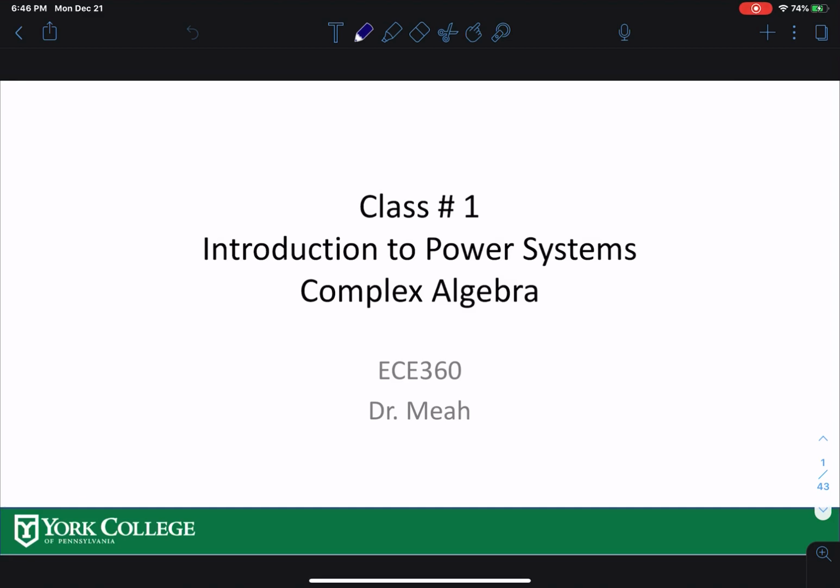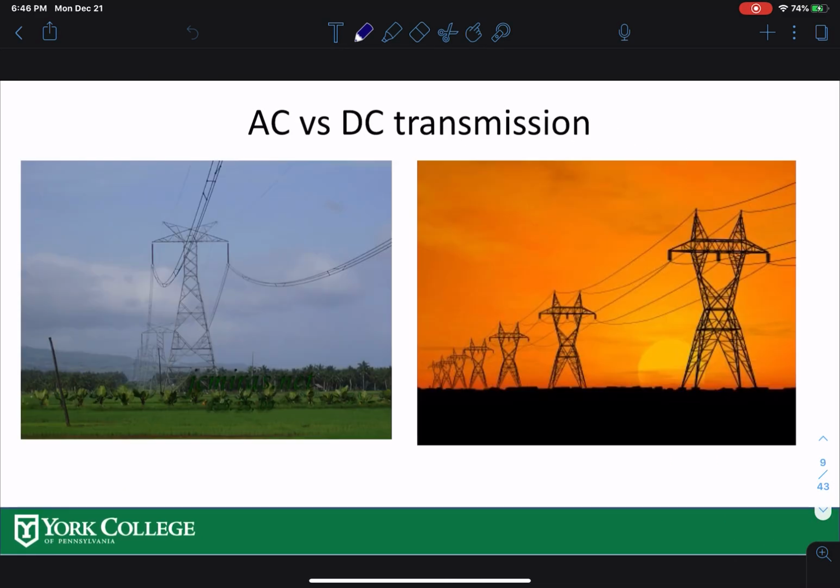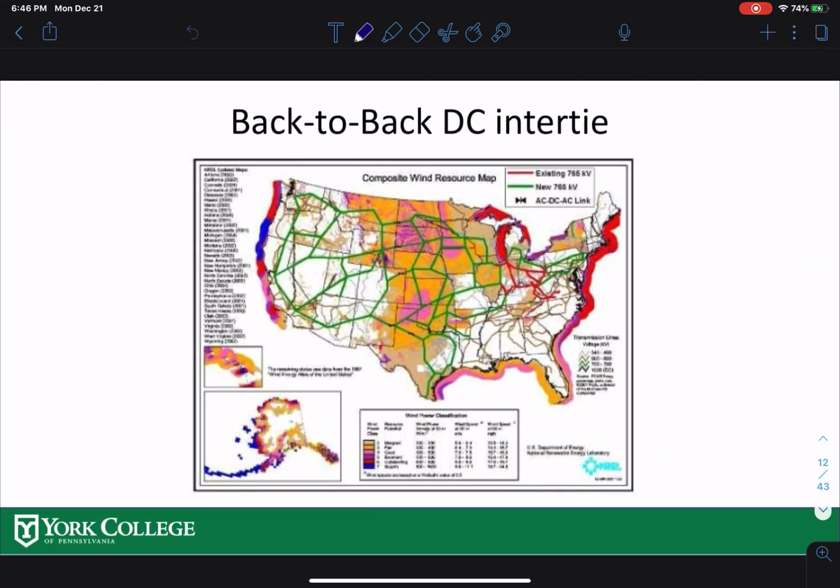Today we're going to talk about an introduction to power systems and complex algebra. My goal for this class is not to talk about the power system introduction. I'm going to talk about complex algebra, because this is very important for power systems: how to manipulate complex algebra. So let's go back to the complex algebra part of this class.